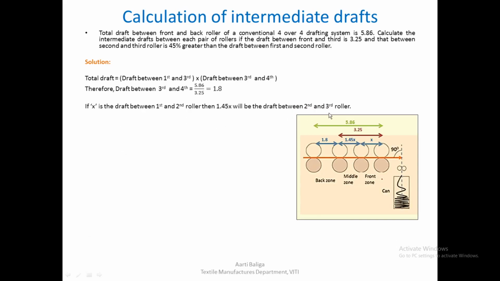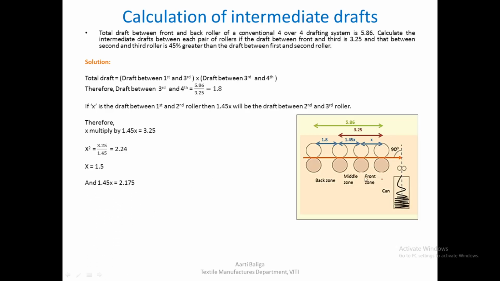So we take these values here, and therefore when we multiply x into 1.45x, I should be getting 3.25, which is the total draft between the front and the third pair of rollers. So it is a product of intermediate drafts, so I take x into 1.45x and I get 3.25. I can easily calculate the x value from this equation, and I get the answer as 1.5. This x would be 1.5, which is the draft that I've calculated between front and second roller.